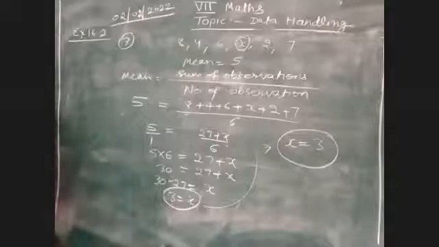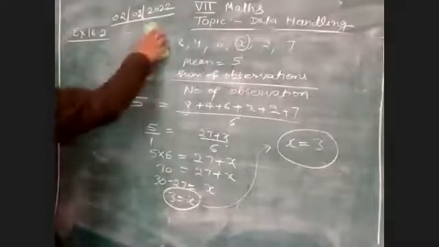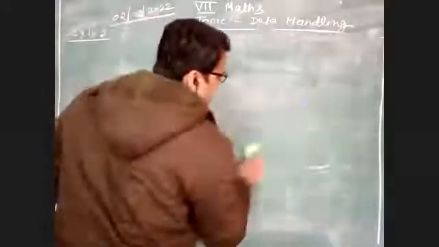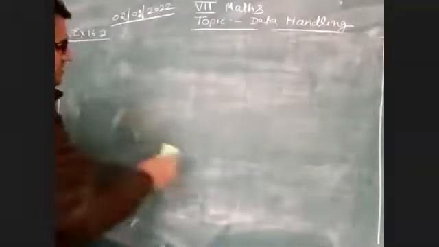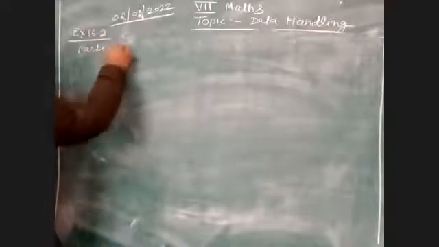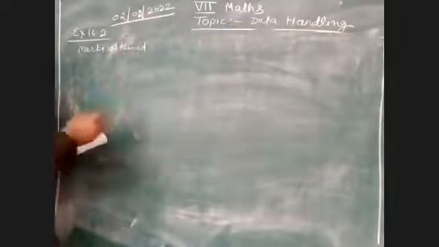Now we will do the next question, 8. In the 8th question, frequency is given. In this question we have to find the mean, and this is the question related to grouped data. In this exercise, the last question is the only question related to grouped data. Now we will study how to calculate the mean of grouped data. Marks of the students are given in this table: marks obtained, and number of students.